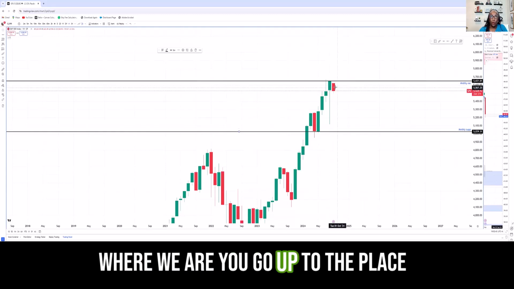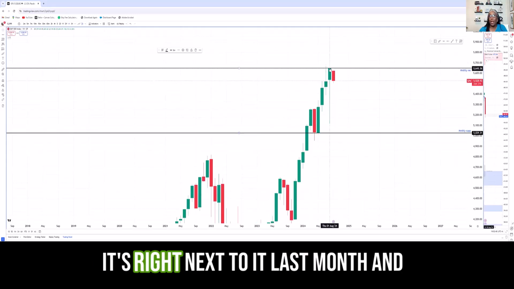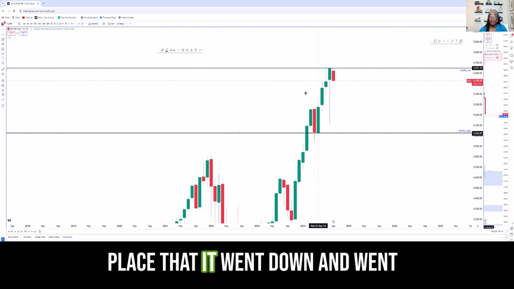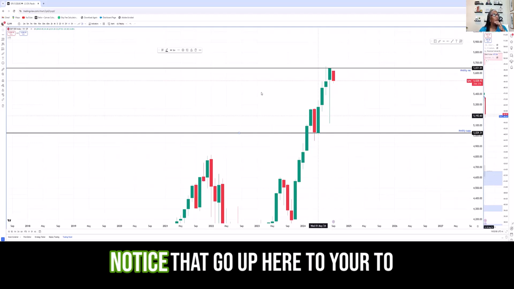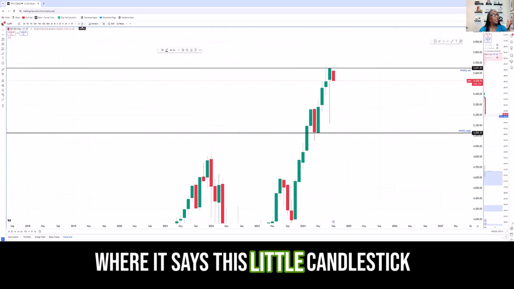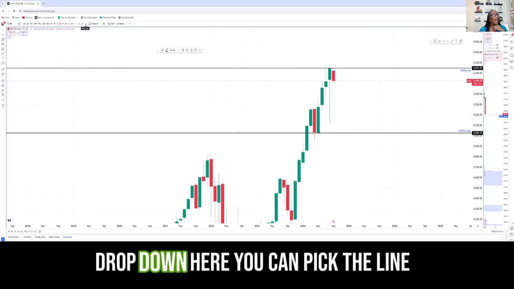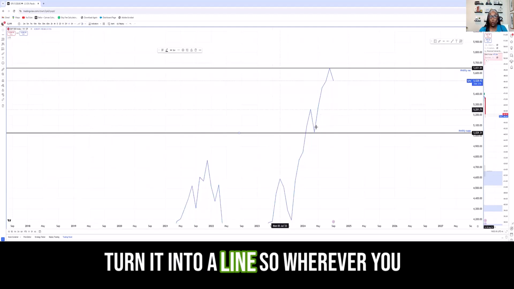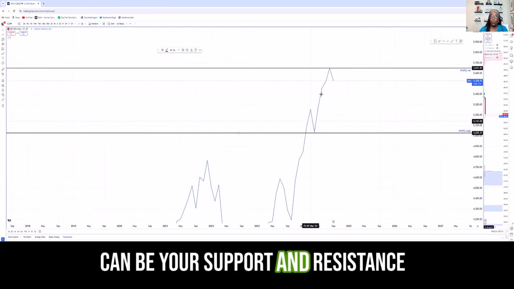Starting where we are, you go up to the place where it took a turn, which in this case is right next to it, last month. And then you go down to the nearest place that it went down and went back up. If you have trouble seeing it, go up here to where this little candlestick is. Y'all see my mouse dancing around up here. If you drop down here, you can pick the line chart, and it'll turn it into a line. So wherever you see peaks and valleys, those can be your support and resistance places.